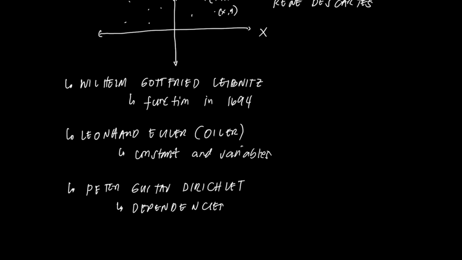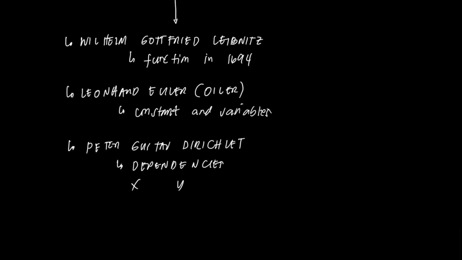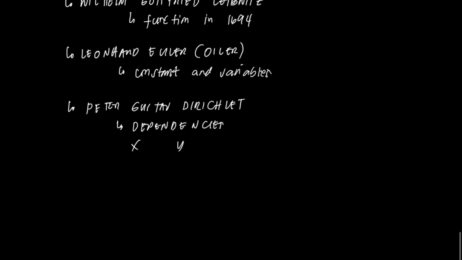Okay? Meaning, one entity is dependent on the other entity, and so on and so forth. So if we have, let's say, x and y, the value of y is dependent on x, or the value of x is dependent on y. However, in mathematics, for the sake of uniformity, we usually consider y as dependent on x. Or it can be written mathematically as y is a function of x. So that's the statement from Dirichlet, that when you talk about a function, you talk about dependencies.